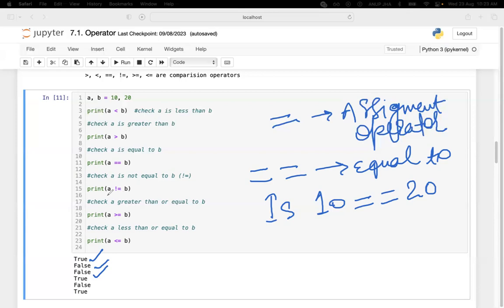This means A is not equal to B. This is the symbol of not equal to. This is called not equal.